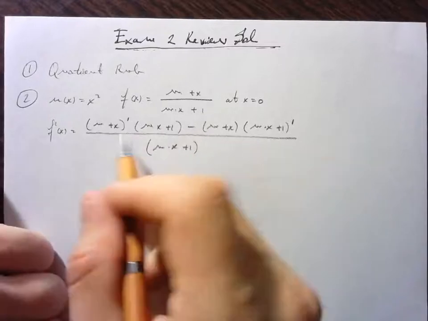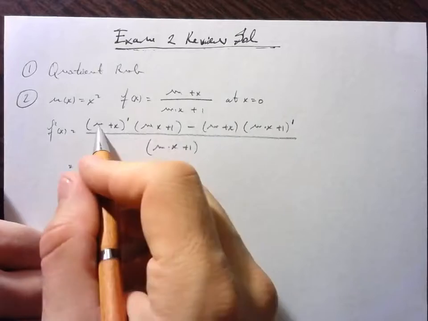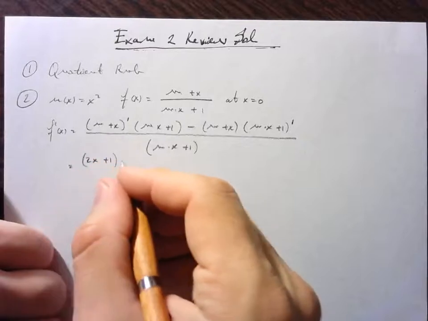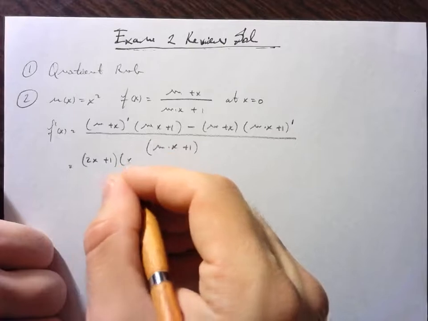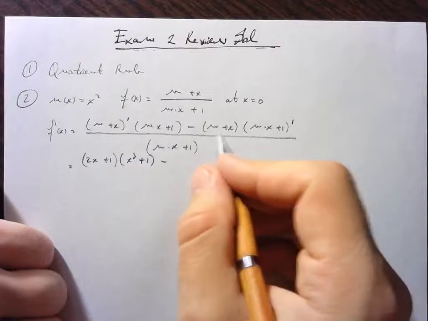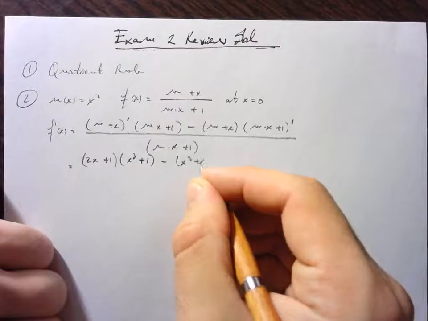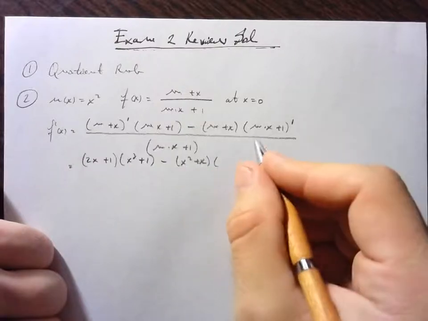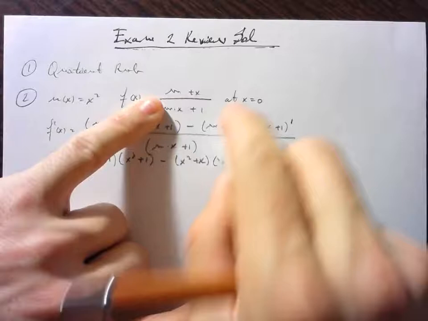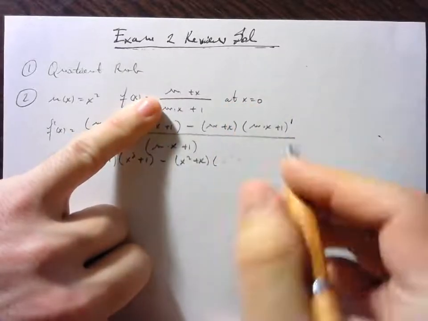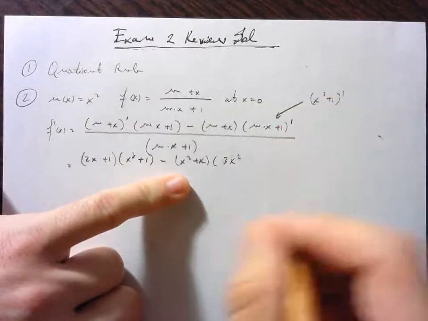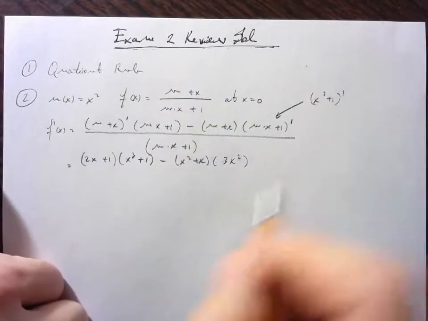And now we just compute these derivatives. The derivative of m is 2x, the derivative of x is 1, so I have 2x plus 1 times m times x, which is x cubed plus 1, minus m plus x, which is x squared plus x, multiplied by the derivative of m times x plus 1. Since mx is x cubed, the derivative of x cubed plus 1 is 3x squared, because the derivative of 1 is 0.